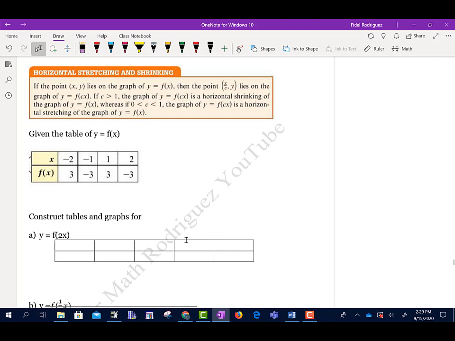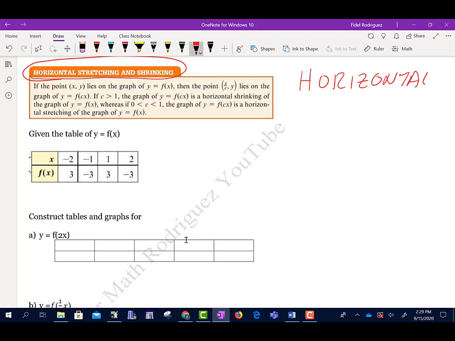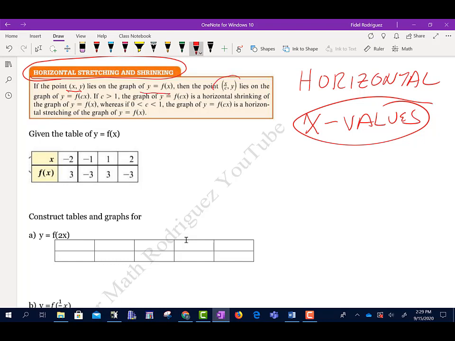Okay. So now, let's look at the next part. So now we're talking about horizontal stretching and shrinking. Okay. So guys, now that we're talking about horizontal, these are going to change my x values. So it says, if the point (x, y) lies on the graph of y equals f of x, then look what we have here. (x divided by c, y) lies on the graph of y equals f of cx.